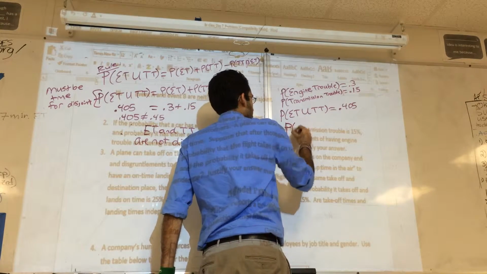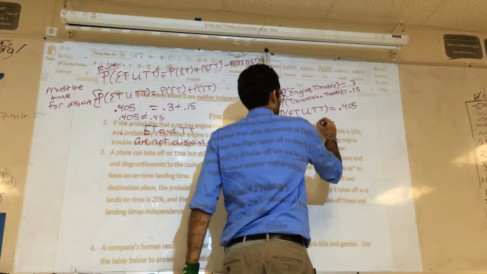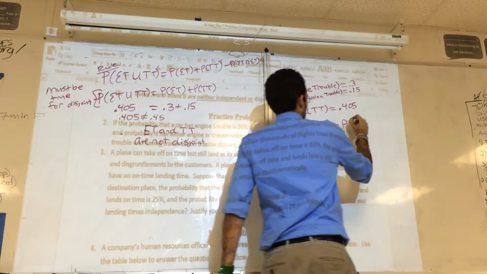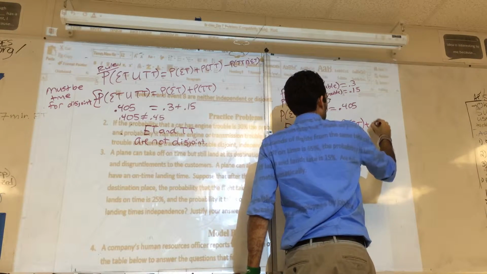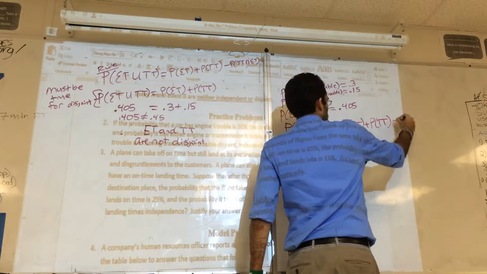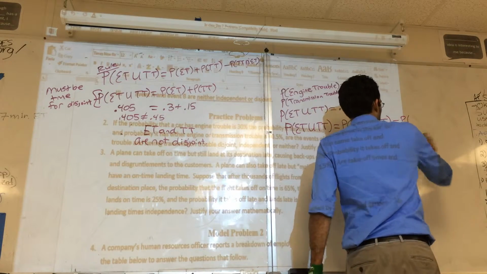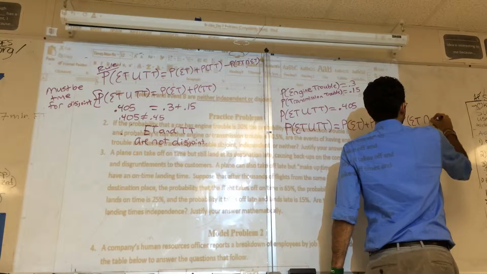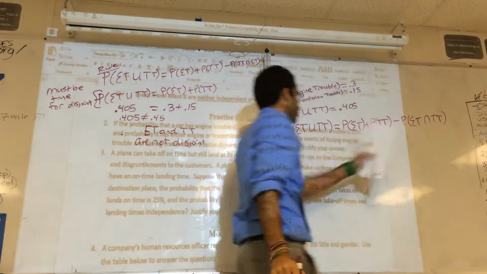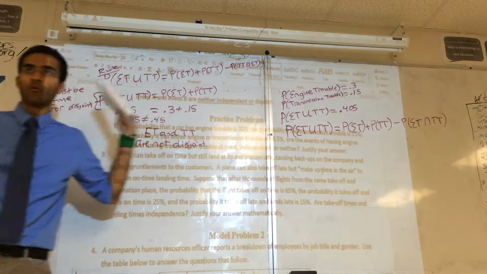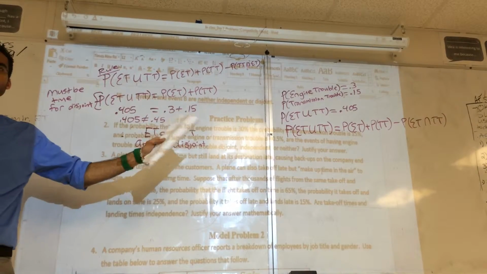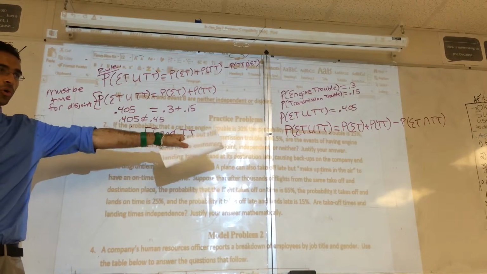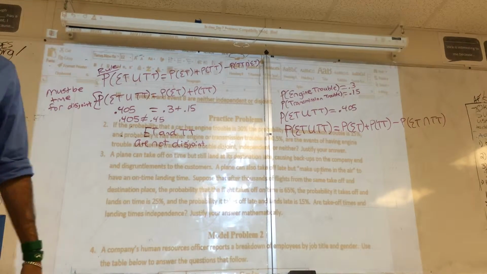I know this. I am purposely taking this very slowly and being complicated because this is what will happen on the exam. This must be true. This is always true for every two events. It's a rule for any two events.